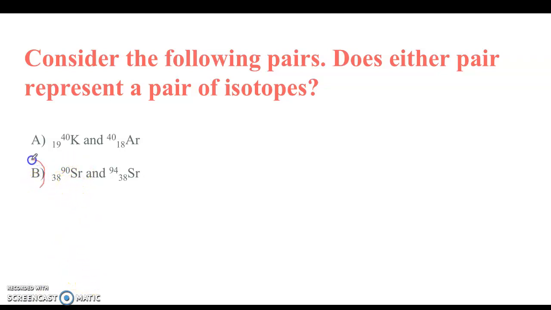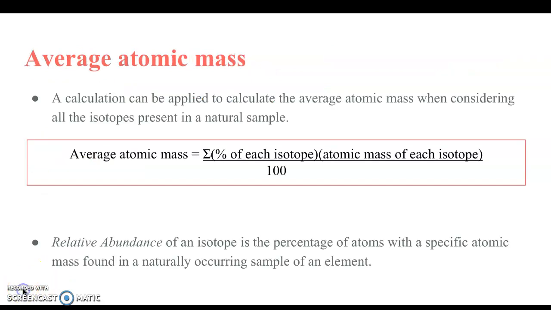And you should have picked B. Isotopes, again, are the same element, so they're going to have the same number of protons and electrons, but they have different mass numbers, so they vary by the number of neutrons. Up here, we have two completely different elements, and therefore they cannot be isotopes.